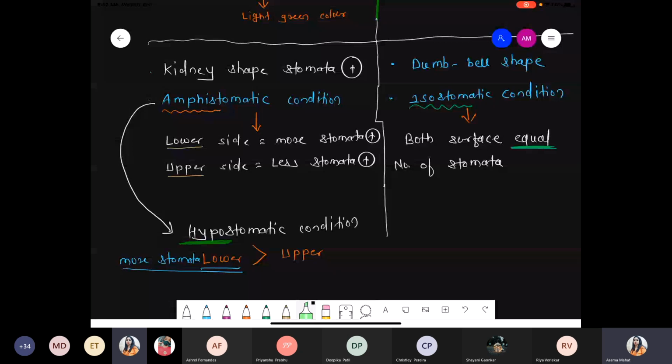What does amphi mean? Amphi means both directions, both sides, right? Amphi means what? On the lower side as well as the upper side there is a presence of stomata, but there is also variation. In the case of the dicot, the lower side has more stomata, but in the case of the monocot, the stomata number is equally distributed on the lower side as well as the upper side. Clear? Any doubt from the stomatal part?